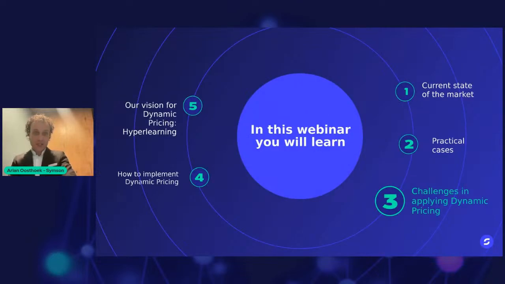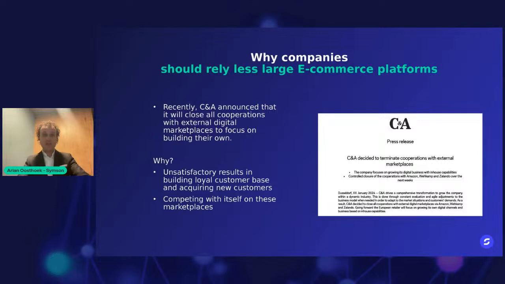Going back to the challenges in the market for dynamic pricing. What we saw in the beginning of the year is that the Dutch company CNA announced that they will close all the cooperations with external digital marketplaces, to focus on building their own. Their reasons for this are that it's cannibalizing their own sales. If they work with the big platforms like Amazon and Bol.com, it's cannibalizing their own channels. It's also a big challenge to work on customer loyalty if you don't own the data, and it's not contributing enough to their margin. So these are their main reasons to stop selling on big platforms.